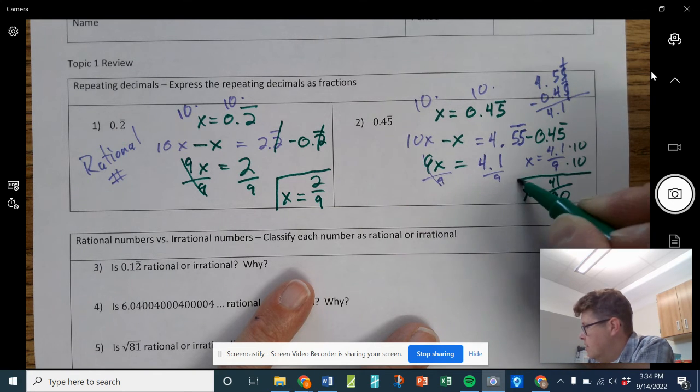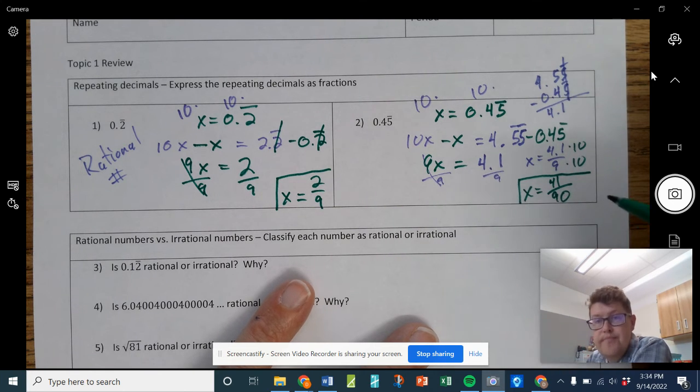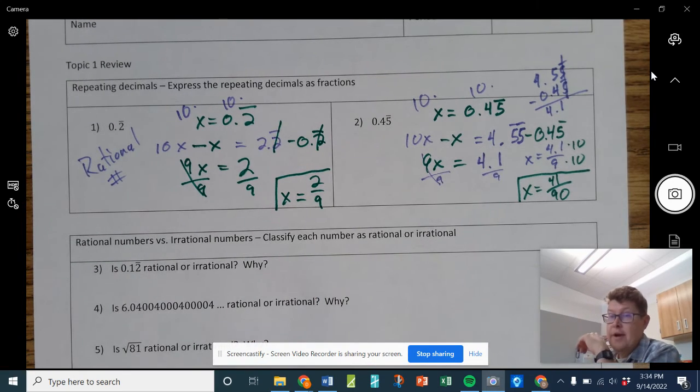Now, if you could simplify your fraction, you would, but we're not going to worry about that right now, because 41 is a prime number, so you can't simplify it. There you go. Okay, video number 1 complete.